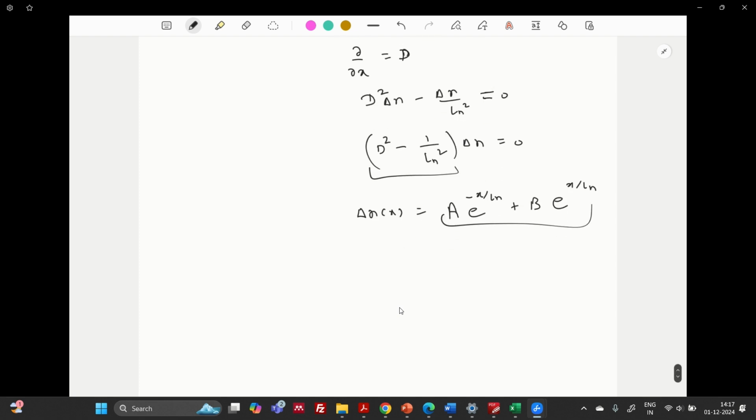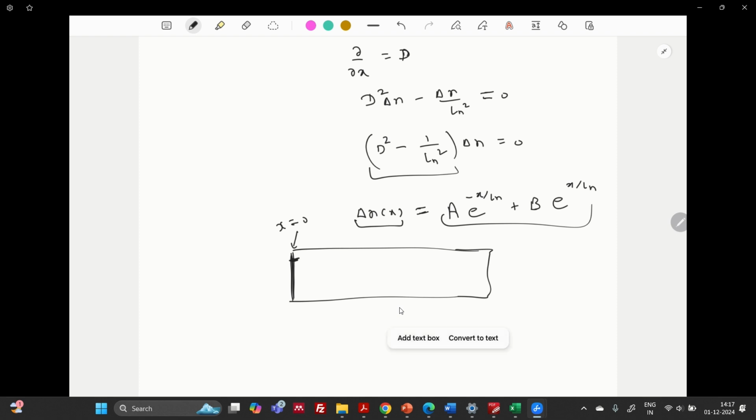So which one of these terms is going to survive? Now I know that if I have a delta n because of, say, some generation. Say this is some kind of a semiconductor bar, right? And this is x equal to 0. And I shine some light here and I switch off the light. After I switch off the light, what will happen?